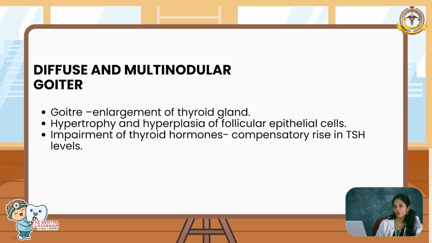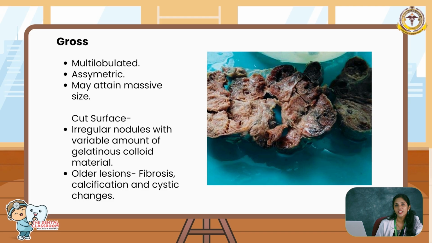Let's move on to another topic, diffuse and multinodular goiter. What is goiter? In simple terms, it's enlargement of the thyroid gland. It can enlarge from a few centimeters to several centimeters. Why is it occurring? Because of hypertrophy and hyperplasia of follicular epithelial cells, the gland is getting enlarged. There will be impairment of thyroid hormones. Look at the gross image. The external surface will usually be multilobulated, asymmetric, and may attain massive size. Cut surface, how will it look?